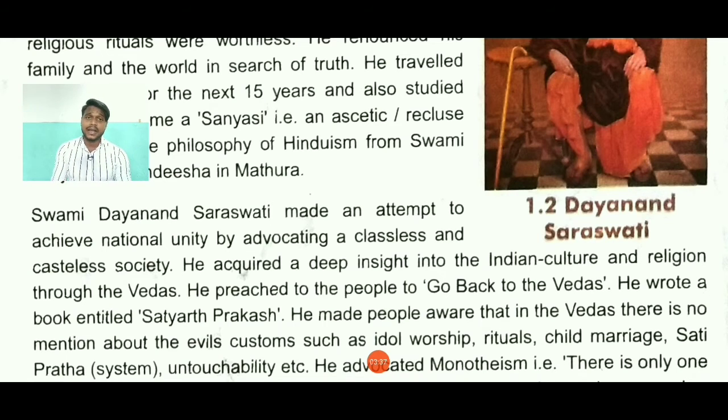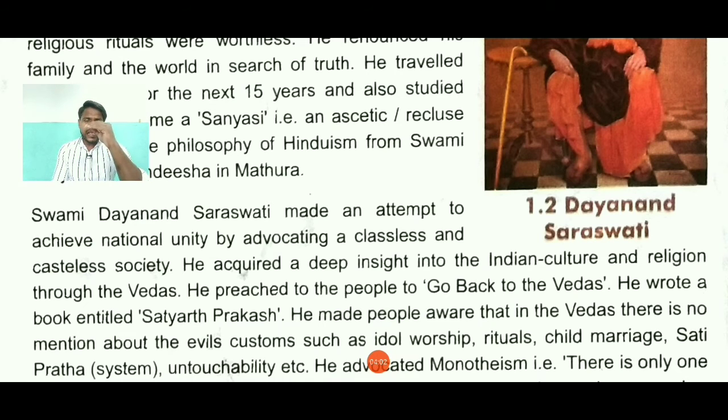He also wrote a book entitled Satyarth Prakash. He made people aware in the field of the Vedas. And he also pointed out evil customs such as idol worship, rituals related to child marriages, sati pratha, untouchability, etcetera, as negative aspects of India.